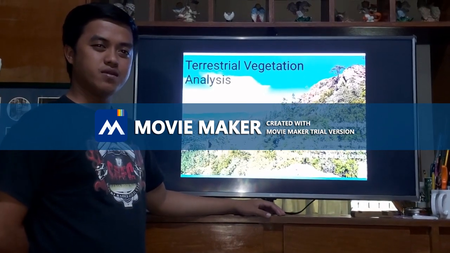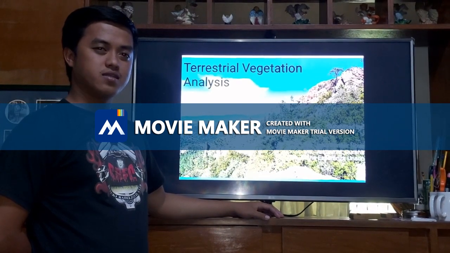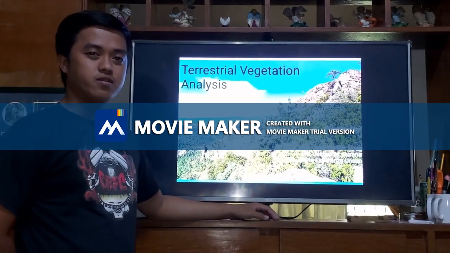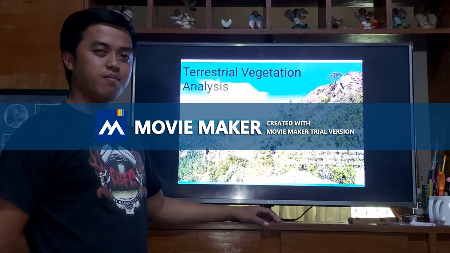So today we will present to you the result of the sampling technique demonstrated by our group, which is the point-centered quarter method conducted at Barangay Ilayang Bukal, Tayabas City, Philippines.